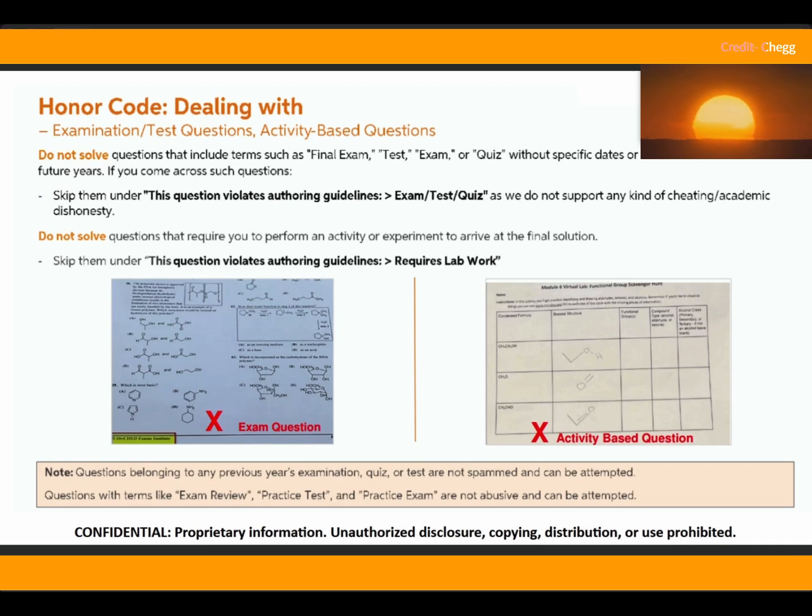The second reason is requires lab. So if suppose a student has posted a question, and to solve the question to obtain its answer, the expert needs to perform any experiment or perform any activity, then we are skipping such questions, and marking the question as violating authoring guidelines, requires lab. Let me repeat this. To solve the question, if an expert has to perform any activity or experiment, then we have to skip the question and mark it as requiring lab.